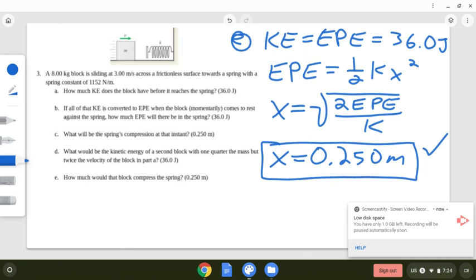Okay, I'm watching the warning. Yeah, so hopefully it's not too surprising that we get the same compression. We started with the same initial kinetic energy. All of it became EPE, so we should get the same compression. So hopefully that helps.